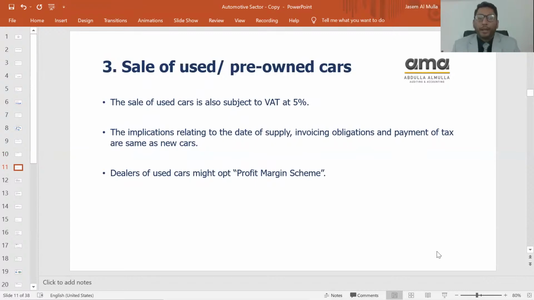The next topic is the sale of used cars, or pre-owned cars. The sale of a used car is subject to 5% VAT here in the UAE, and the other implications related to the date of supply, invoicing obligation, and payment of tax will be the same as for new cars. But the difference is that the dealer of a used car might opt for the profit margin scheme.